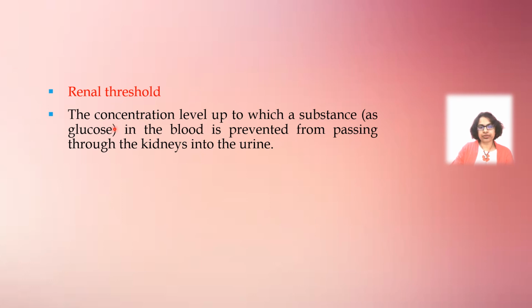So what do you mean by renal threshold? It is the concentration level up to which a substance in the blood is prevented from passing through the kidneys into the urine. Glucose will not be filtered into the urine up to some extent, but then it passes if the concentration level of the glucose keeps increasing.